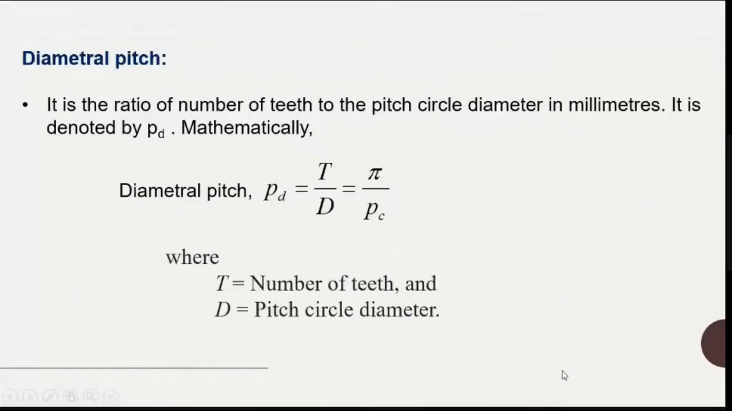The next one is diametrical pitch. It is just the opposite: the ratio of the number of teeth to the pitch circle diameter. The pitch circle diameter is called D, so the diametrical pitch is T by D.